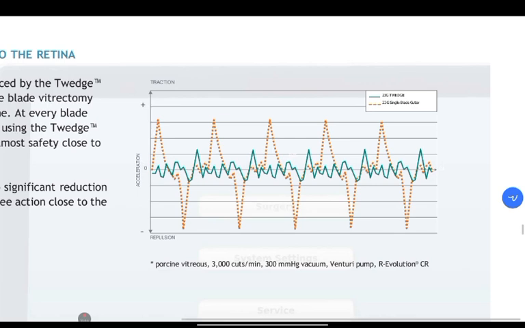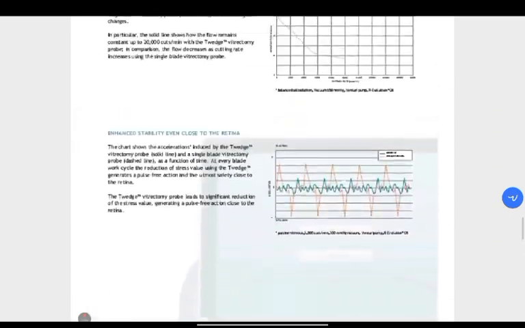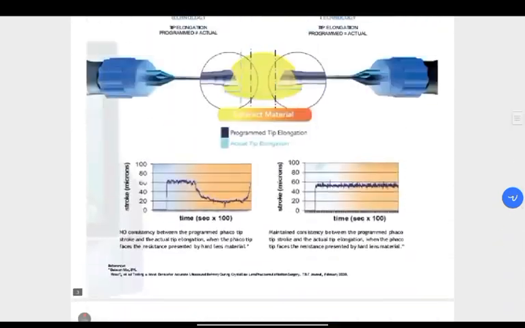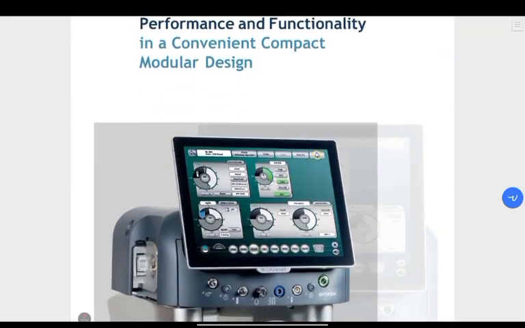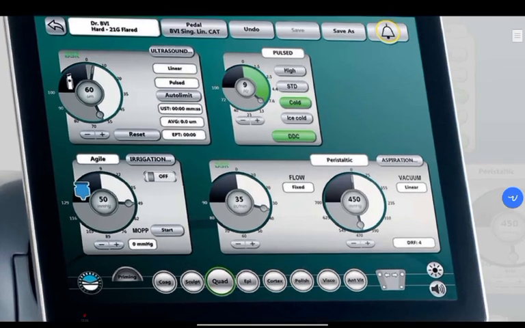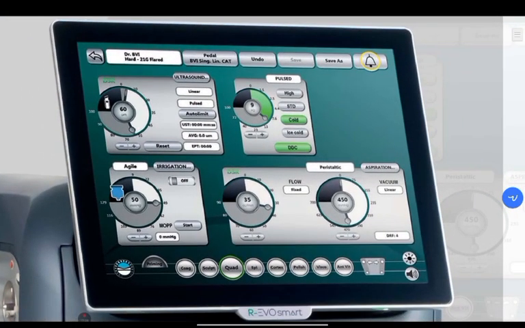So by the graphs, you can look at the graph. It is a 23 gauge twitch and the difference from the 23 gauge single blade cutter. This is the graph of the single blade cutter, orange color, and the green color is the graph of the 23 gauge twitch, acceleration versus time. So friends, this is all about the features of the machine we have discussed today, and have a look at the display again so that we can recall the things.